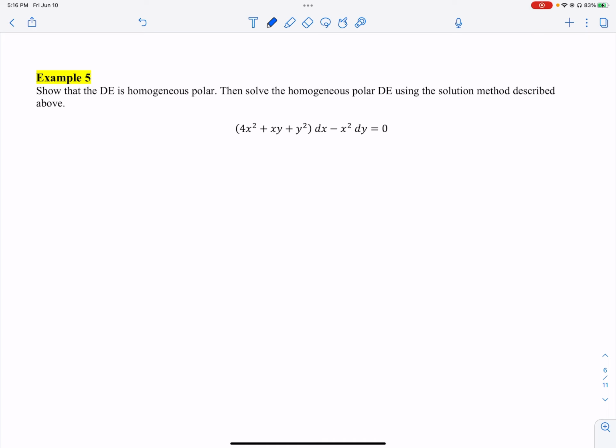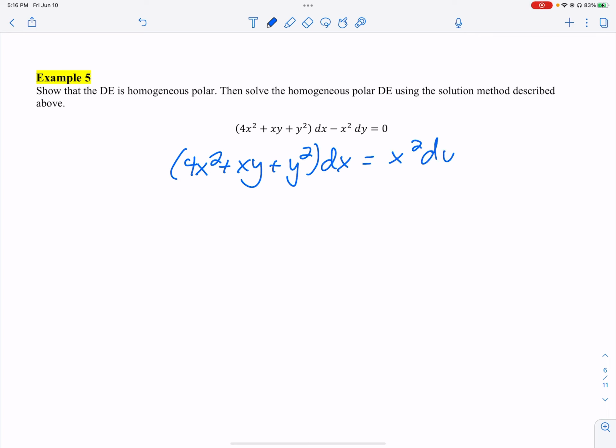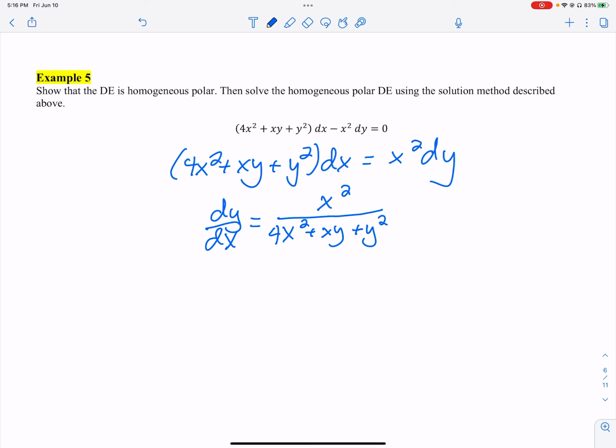So I'm going to add x squared dy to the other side. So I get (4x squared plus xy plus y squared) dx, and then I add it over, I get x squared dy. All right, now I try to get dy/dx, so I'm going to divide both sides by dx and divide both sides by x squared. So I get dy over dx equals (4x squared plus xy plus y squared) over x squared. Okay, so now I put it in that form, and you'll see why in a moment.